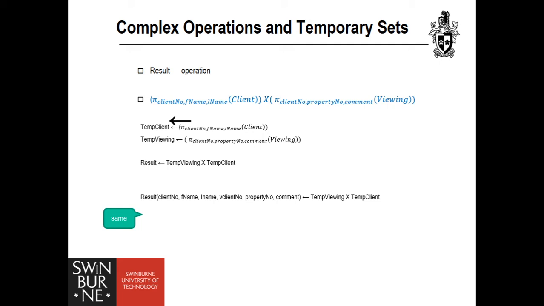First, we get the result of the projection from client and assign it to temp client. Then we get the result of the projection from viewing and assign it to temp viewing. Now we can create the Cartesian product of temp viewing and temp client and assign it to result. When we know the result variable, we can either mention all column names or omit them, whichever way we prefer.